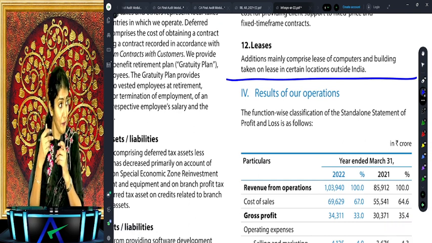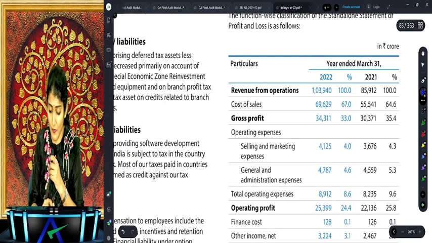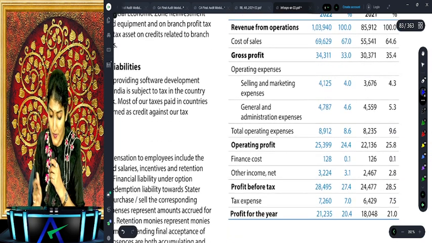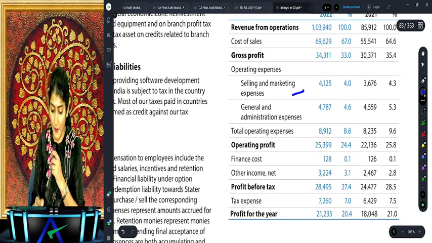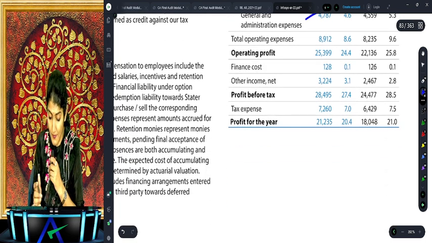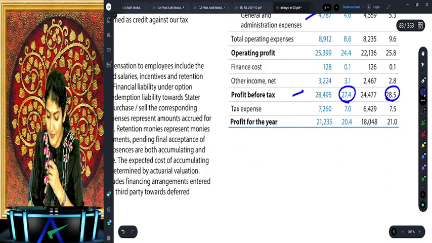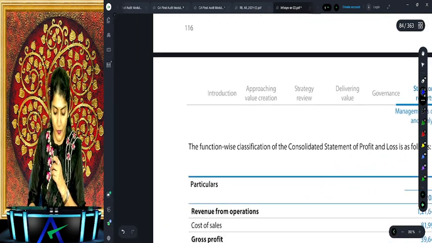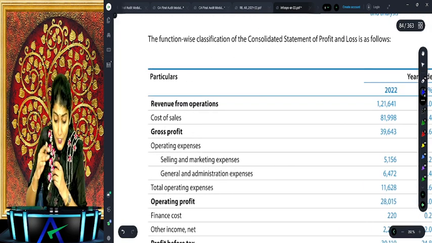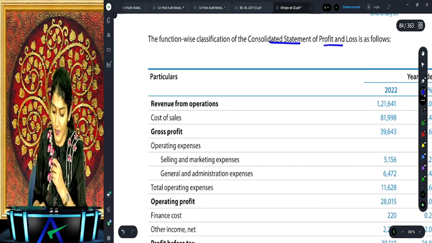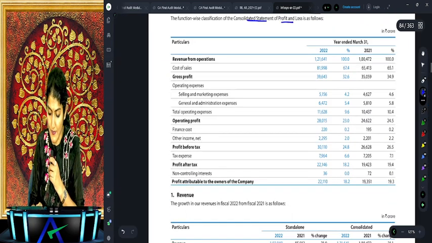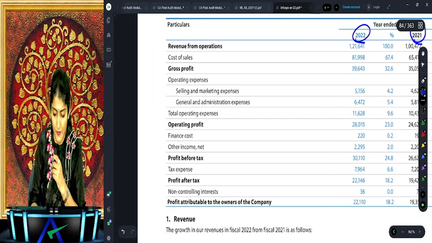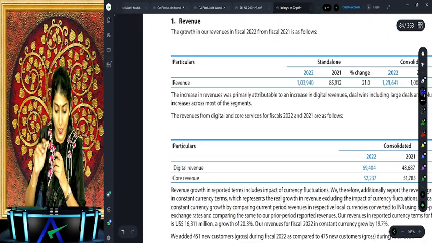Then coming to the statement of profit and loss, results of the operation. So how much is the change in the revenue? How much is the change in the sales and marketing expenses, general administration expenses? How much is the change in the profit? So last year 28.5, this year 27.4%, and the profit for the year, right? Then again, function wise classification of the consolidated P&L. So again, what is the change as compared to the previous year? So this is the current year and this is the previous year. What is the change as compared to the previous year?